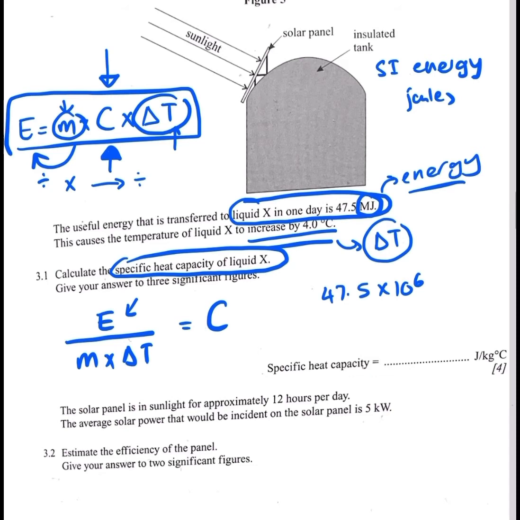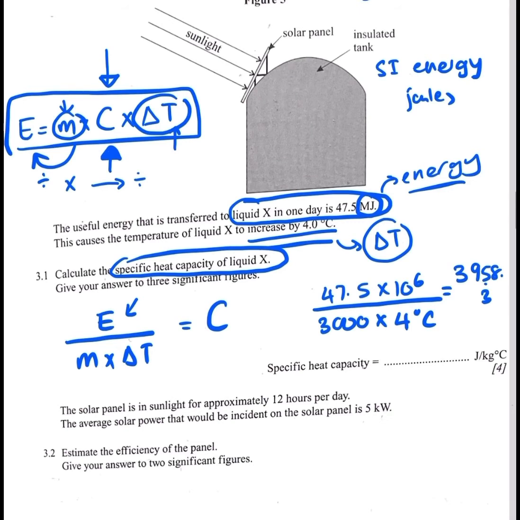So now we need to divide this by the mass, check for the units again. Good, so it's in kilograms, so 3,000 times the change in temperature, which is 4 degrees Celsius. Okay, so if you type all of that out in your calculator, you should get 3,958.3 recurring. Okay, so now they said make sure you read every part of the question.